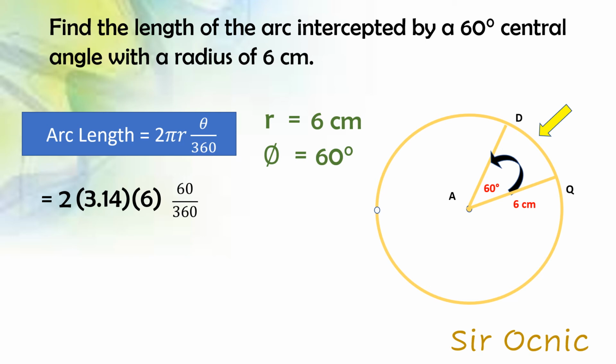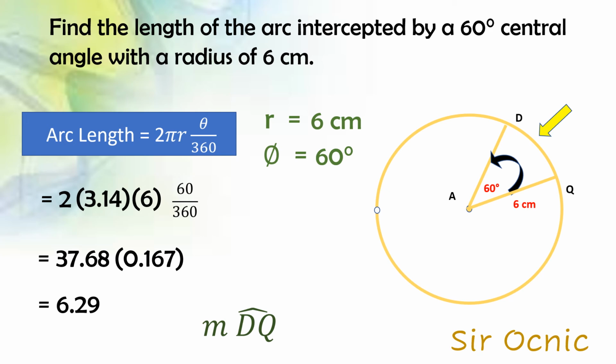Multiplying 2, 3.14, and 6, you will arrive at 37.68 times the value of 60 all over 360, which is equal to 0.167. Finding the product of these two numbers, you will arrive at 6.29. That means that the measure of arc DQ is equal to 6.29 centimeters.